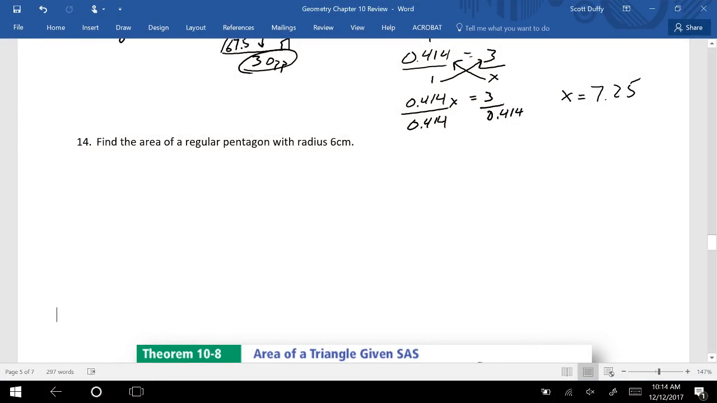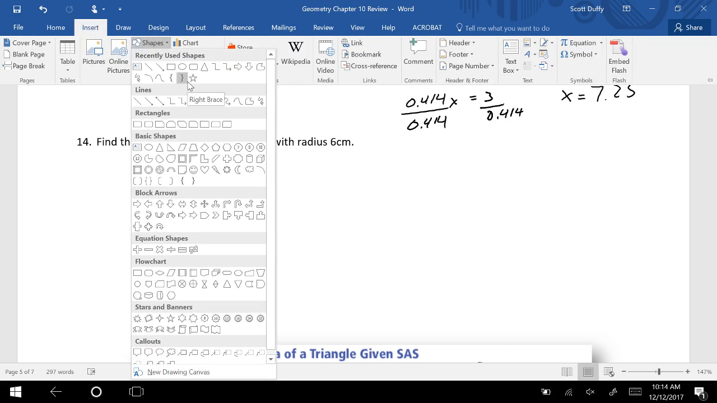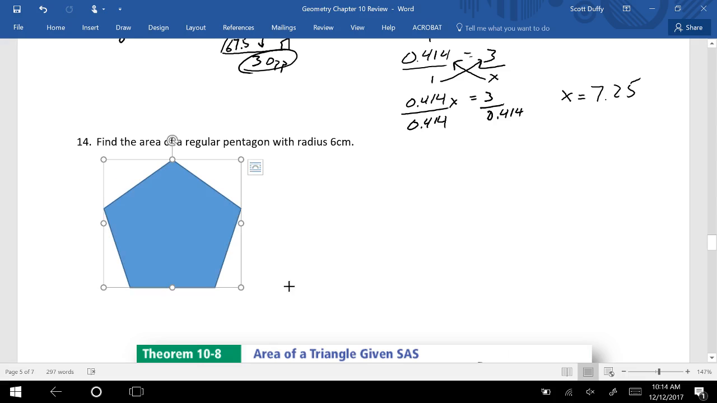Okay, so what we need is a regular pentagon with radius 6 centimeters. Pentagon, where are you? Good. So what we do every single time is we break it into the radius, and then we look at just that triangle inside.